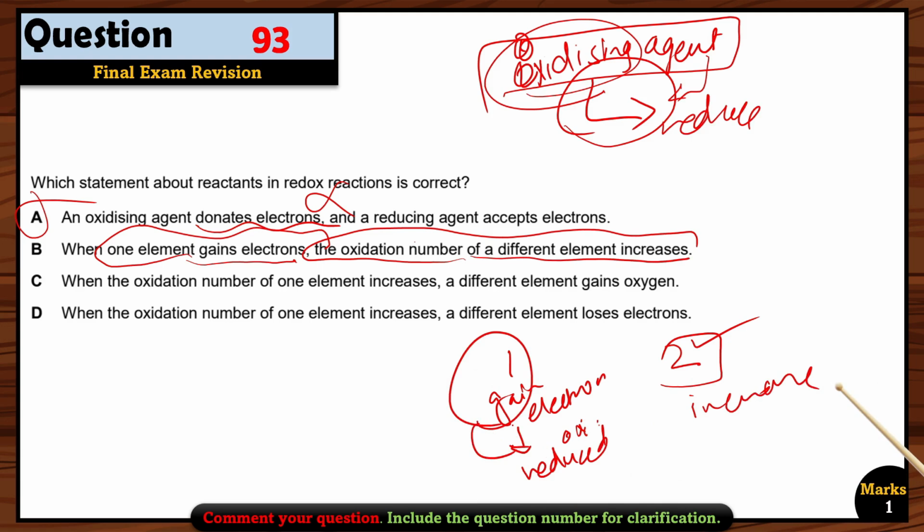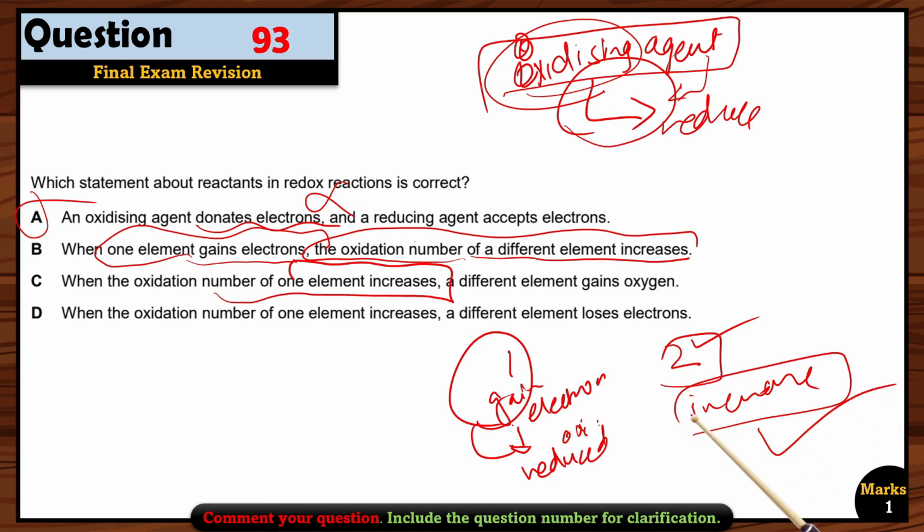But we can still look at options C and D. When the oxidation number of one element increases, a different element gains oxygen. Wrong. If the oxidation number of one element is increasing, it means it is the one actually gaining the oxygen. So that's why this option is also wrong.